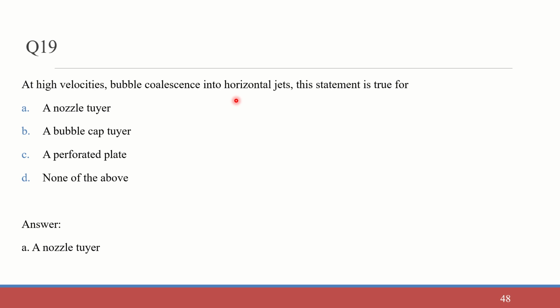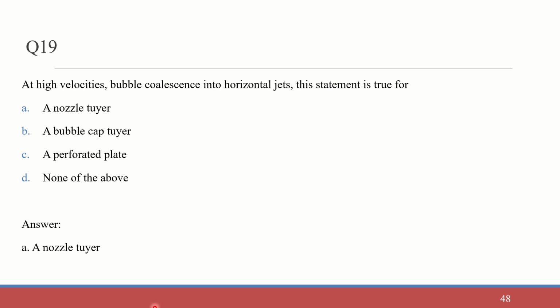But I would suggest you all to have a complete understanding of what type of distributor is used for which type of purpose, and what we get out of each distributor in terms of pressure drop, in terms of bubble coalescence, or what happens if you use low velocities and what happens when we pass higher velocities. So all these things, please be careful. It might confuse you when you are dealing with so many things. So before exams, please be clear on these concepts.